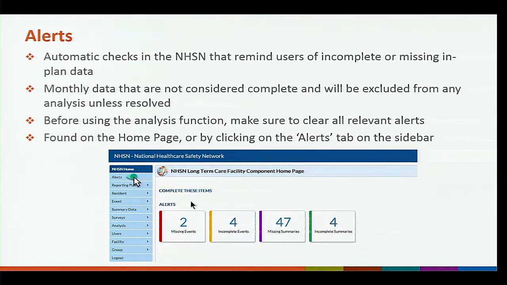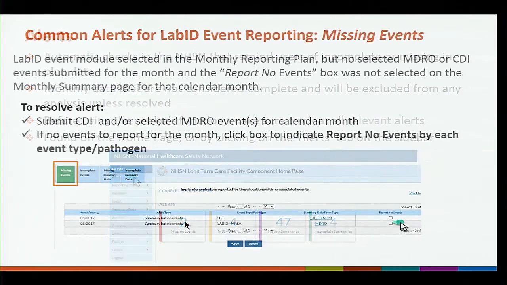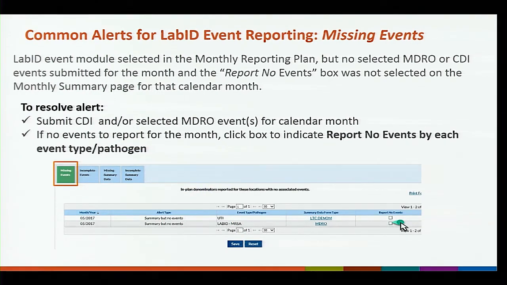So I would need to address each of these boxes individually by just clicking on the number, which is a hyperlink. And when you click on the number, it's going to populate into the line listing at the bottom. I want to go over the common alerts that you will see for LabID event reporting. Missing events is a very common alert that we hear about.